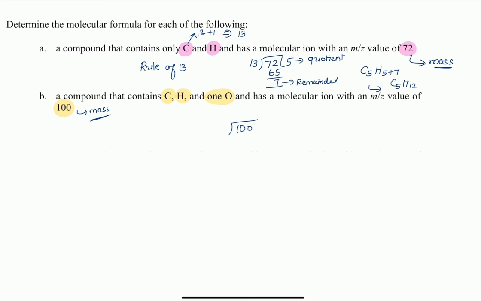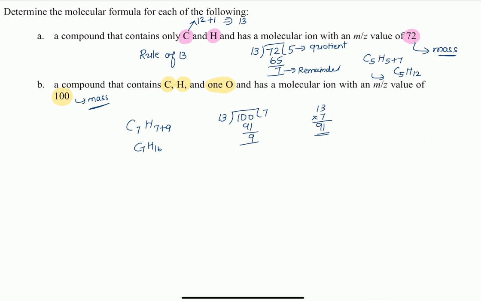So we are going to divide this 100 by 13. How many 13s are there in 100? So 13 times 7 is going to be 91. So the quotient would be 7 and the remainder would be 9. So we can take that there are 7 carbons and 7 hydrogens, and we are going to add this 9, which is the remainder, to the hydrogens. Okay, so it's going to be a total of C7H16. So now we have found the formula in terms of carbons and hydrogens.